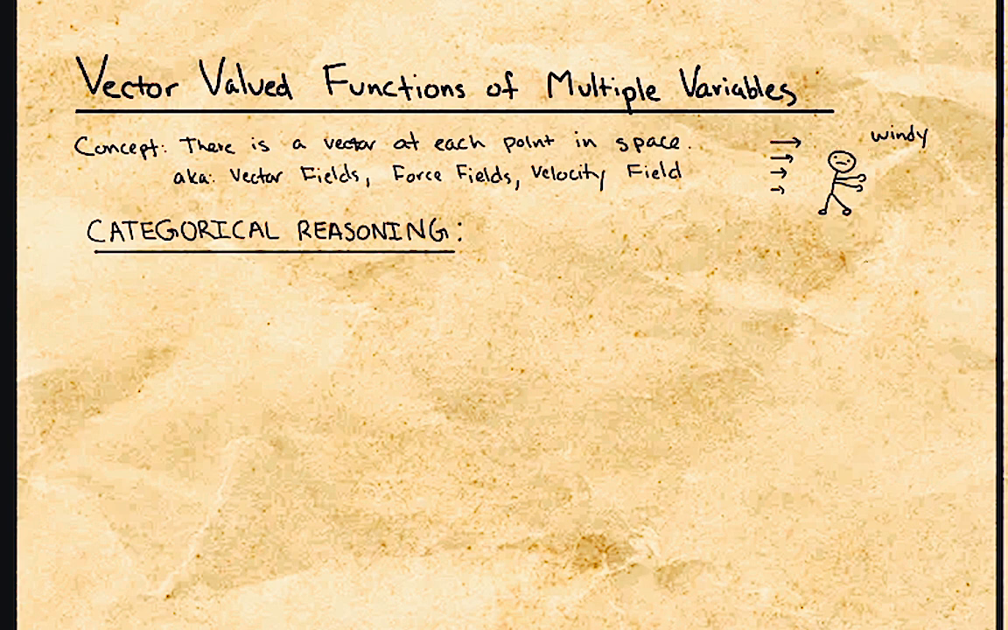For each point in space, there is a vector. This vector could represent force or it could represent velocity. These objects are all over the place in the real world.